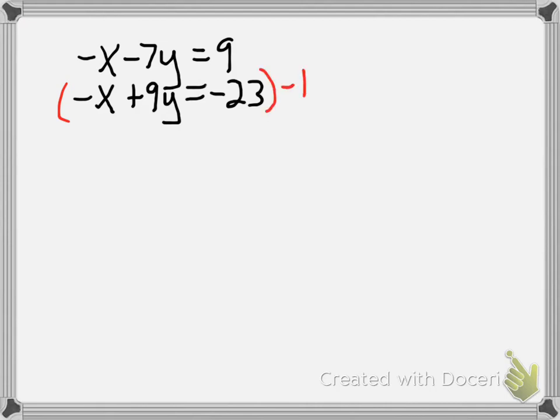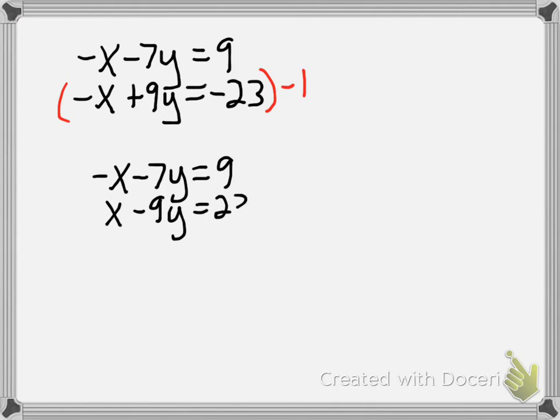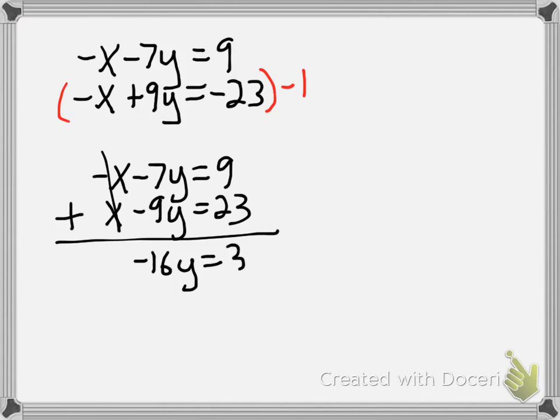So again, what I recommend is once you do this, go ahead and write both your equations again on top of each other. So my top equation didn't change. My bottom equation is now going to become a positive x, a minus 9y, and a positive 23. So now I have the same sign. I can go ahead and do my elimination. In this one, my x's are going to cancel. So negative 9 and negative 7 give me negative 16y. And then 23 and 9 is going to give me 32. And all I have to do now is just divide by negative 16. So my y value in this one's going to be negative 2.